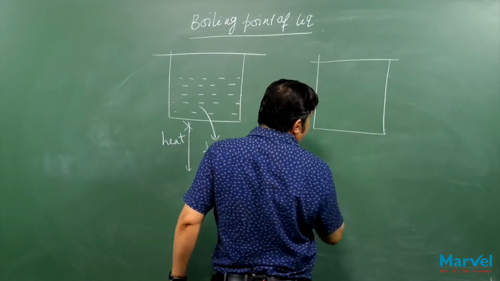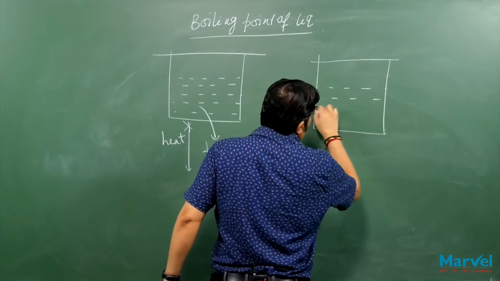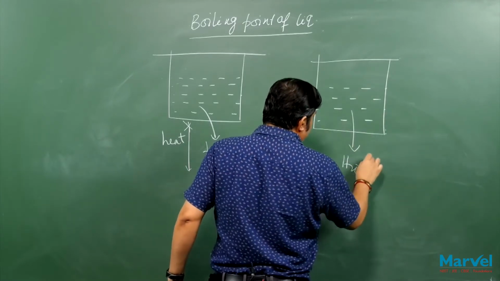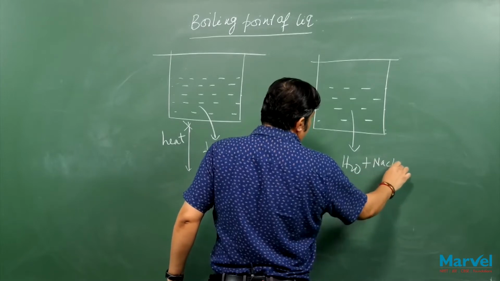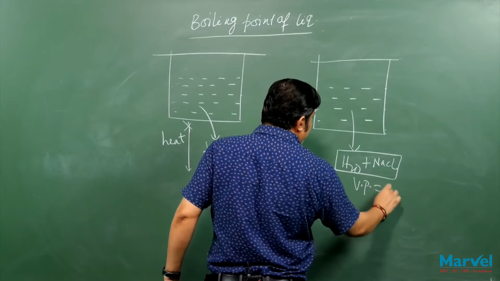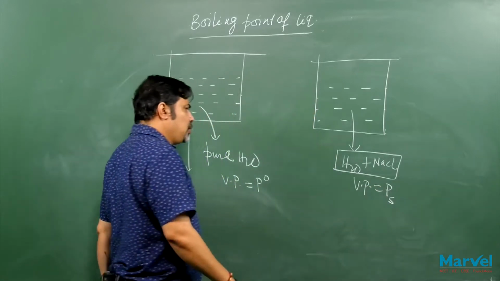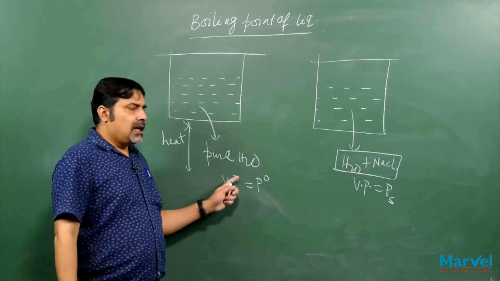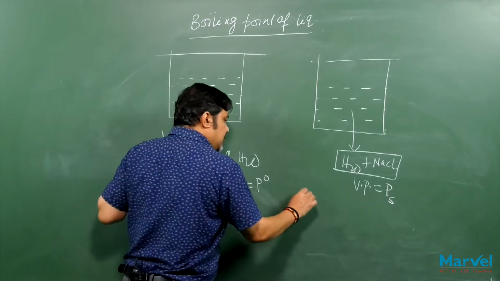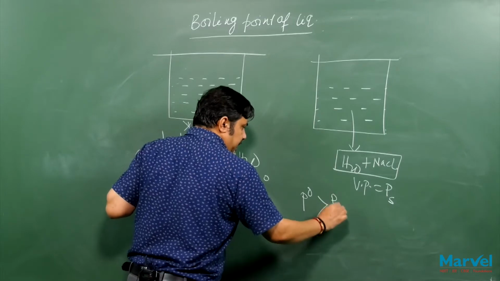Now there is another container, and here is a lid. Here I am saying H2O plus NaCl, that means a salt solution. And here the vapor pressure I am calling PS. Can you tell me which one has the highest vapor pressure? Generally we know P0 is greater than PS.